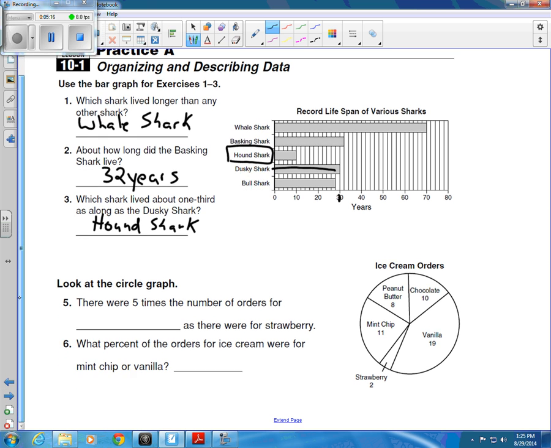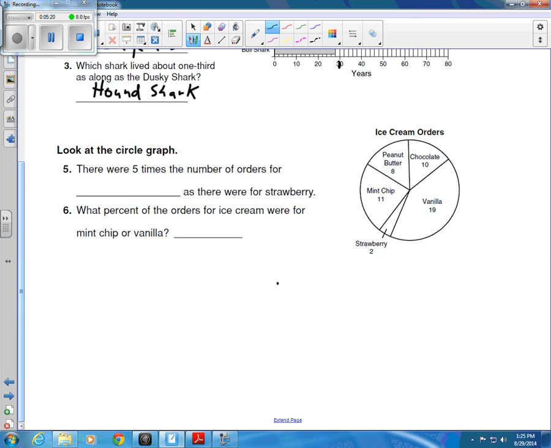Moving on from bar graphs to circle graphs. Okay. Now, instead of looking at sharks, again, the most important thing is to look at labels, axis, titles, all that fun stuff. In this case, our title's right here, ice cream orders. That's the most important thing for us. We also see each one of these different slivers of this circle graph labeled. We have strawberry, vanilla, chocolate, peanut butter, and mint chip.